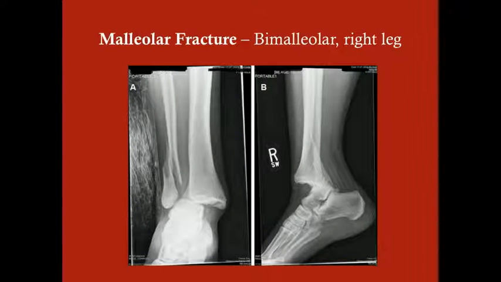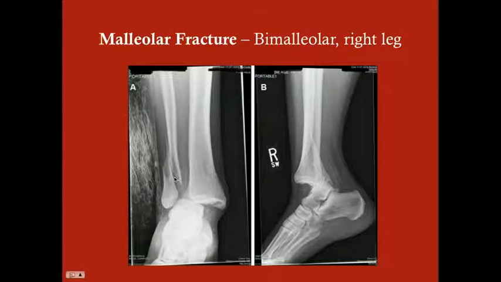Here's a bimalleolar fracture, so it's a fracture on both malleoli. And remember what I told you, that the malleoli are not just the very distal point, but they're roughly like 1 or 2 inches of the distal most point of the tibia and fibula. So even though this may appear to be a spiral fracture of the fibular shaft, this is actually a malleolar fracture. It is a spiral fracture, but this is actually a malleolar fracture.